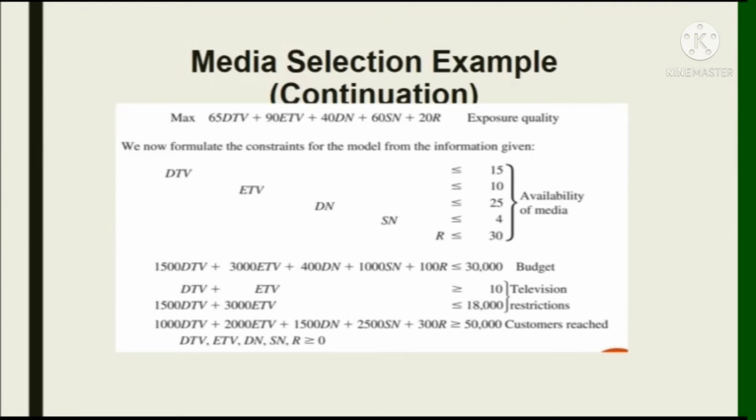So we now formulate the constraints for the model from the information given. First, guys, you can see it here in the table. Under availability of media, first is DTV less than or equal to 15. ETV is less than or equal to 10.